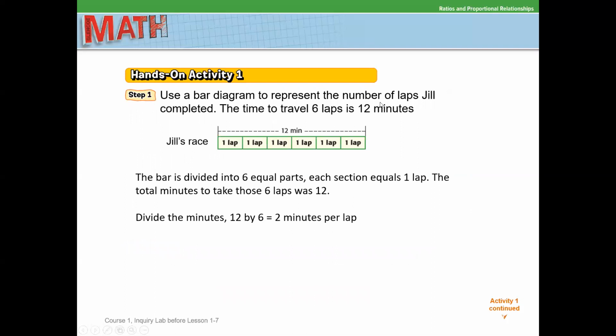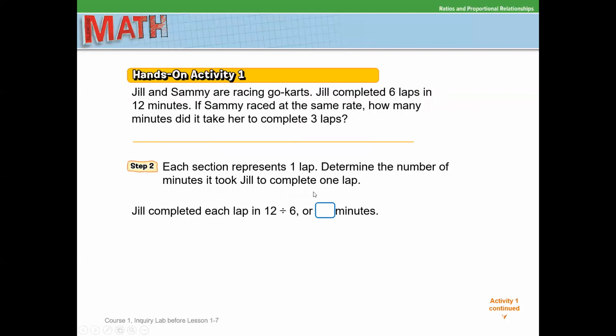Use a bar diagram to represent the number of laps Jill completed, the time to travel 6 laps in 12 minutes. The bar is divided into 6 equal parts. Each section equals 1 lap. The total minutes to take those 6 laps was 12. Divide the minutes, 12 by 6 equals 2 minutes per lap. Each section represents 1 lap. Determine the number of minutes it took Jill to complete 1 lap. Jill completed each lap in 12 divided by 6, or 2 minutes.